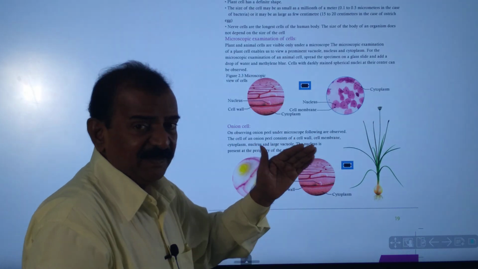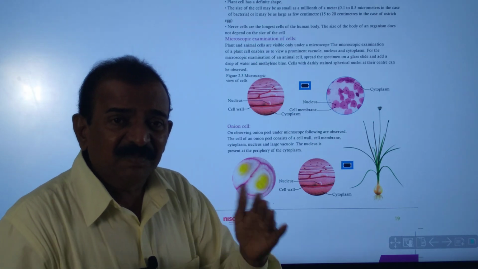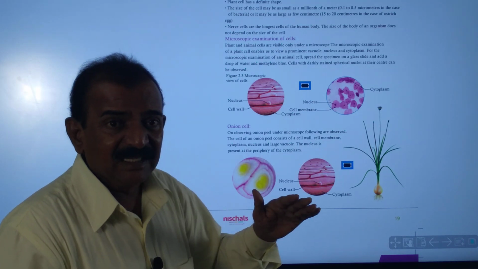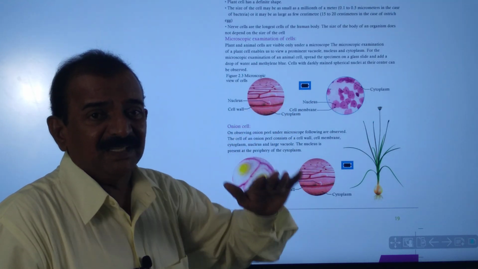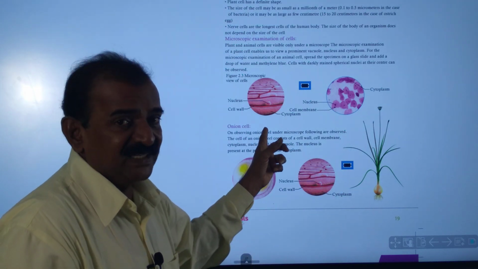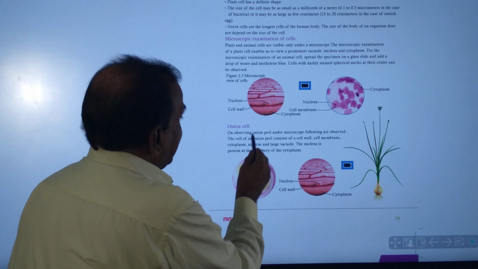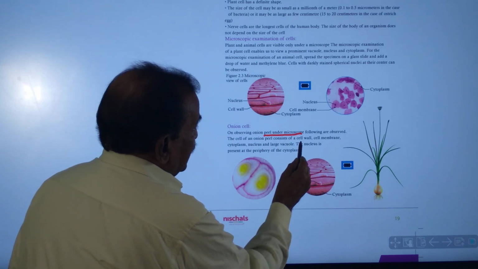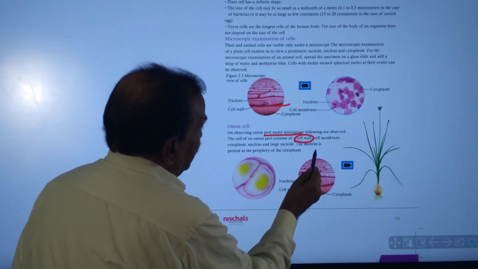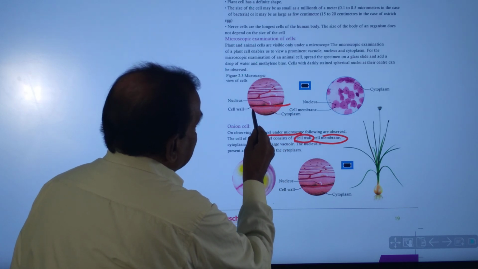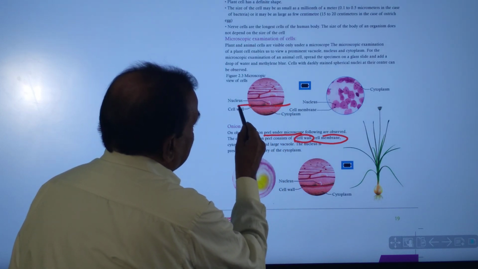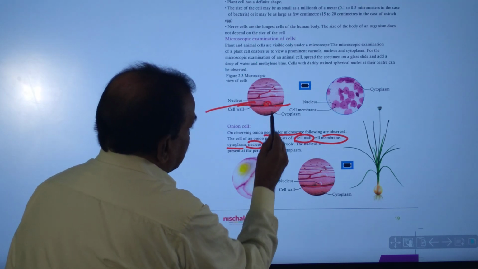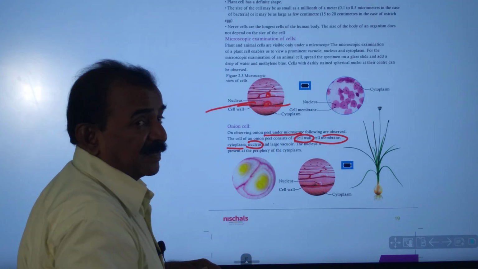If you keep it on a slide, that is onion peel cell or cheek cell, adding water and also reagent, then only we can see the structures which are present in a cell. So this is the onion peel cell and this is the cheek cell. On observing an onion peel under a microscope, it consists of cell wall, this is the cell wall, cell membrane, and this is the cell membrane. It is just present below the cell wall, and cytoplasm, this is the cytoplasm, and the nucleus. So this is the nucleus, and a large vacuole is also present here in the case of plant cell.